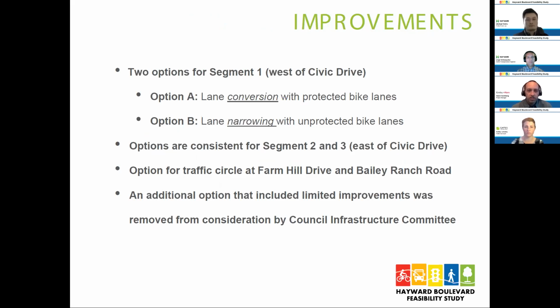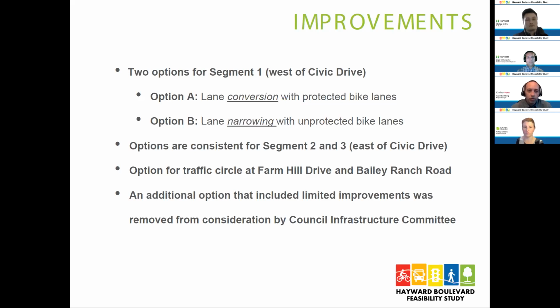But the first option is basically going from a 4-lane roadway to a 2-lane roadway with the center turn lane and protected bike lanes. And then the alternative is we keep the 4 lanes as they are, but we narrow the width of the lanes, just take a couple feet out of the width of the lanes, and then we can squeeze in some unprotected bike lanes on the side of the roadway.